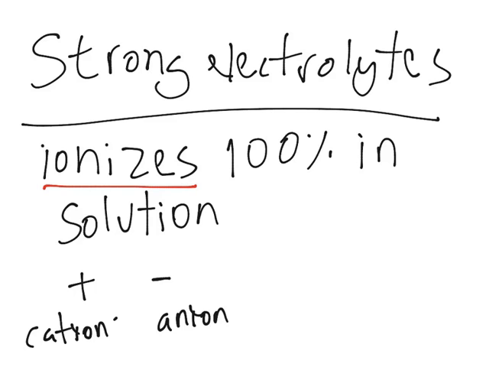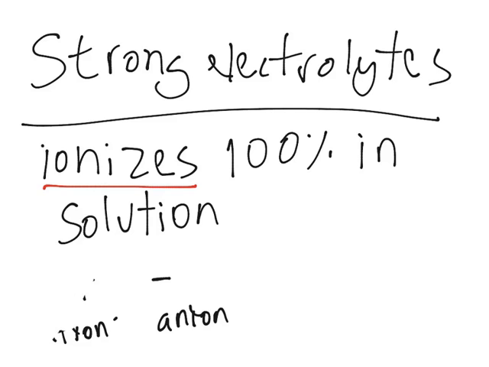If we're saying that something will ionize 100%, it means that everything will become an ion. That compound you had will be able to separate into a cation and an anion completely. There will be no molecular compounds left. Your strong electrolytes will usually be strong acids and bases and most of the ionic compounds.